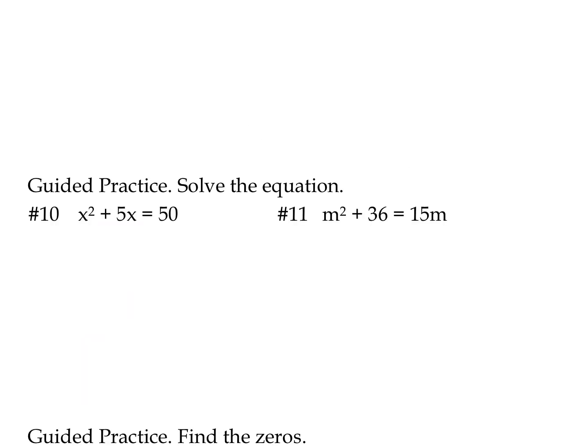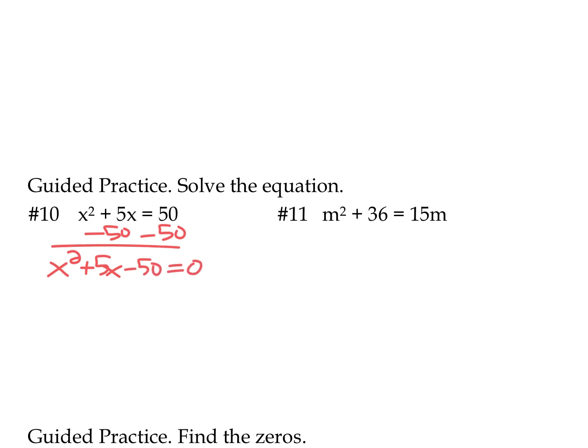Now let's see how we can solve some equations. When we have an x squared here and an x, and then we have this 50 over here, we want to get this equation so that it equals 0 on one side. Then we can use factoring. We've learned about the zero product property. So I want to subtract 50 on both sides. All right? So I'm going to have x squared plus 5x minus 50 equals 0.